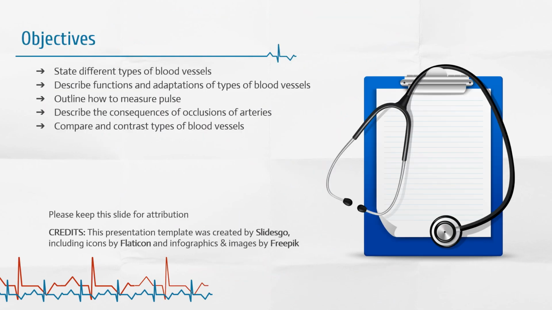As we have wrapped up all these objectives, we talked about those different types of blood vessels. We've got arteries, we've got veins, we've got capillaries. We talked about some of the functions and adaptations of all those different types of blood vessels. We talked about how to measure our pulse. We can use the radial artery or the carotid artery. Carotid artery in your neck. Be gentle with your brain. We talked about some of the consequences of occlusions or blockages of those arteries. And then we did our lovely Venn diagram. Great work.